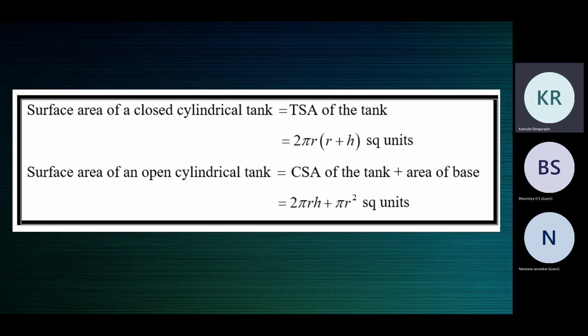So where is the material? The material is there along the CSA. And the base is covered because it's a tank. So the base is covered. So CSA plus area of base. And the base is a circle, so πr². Write this down.